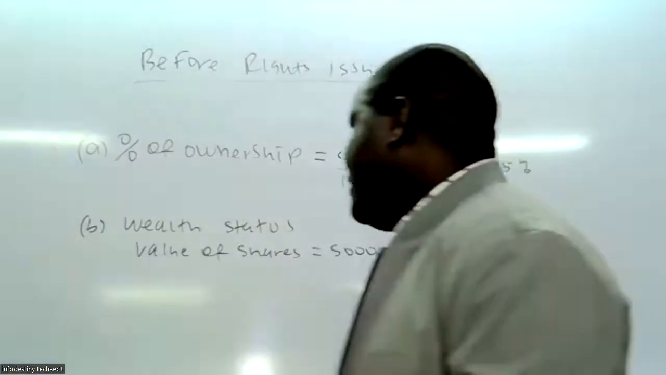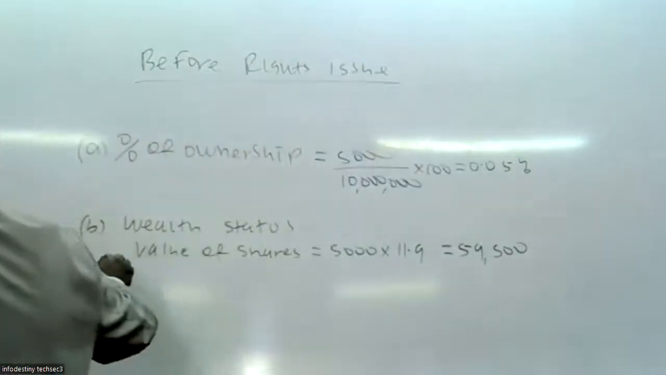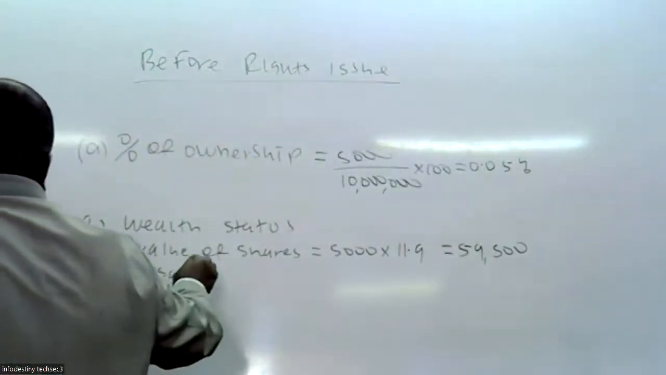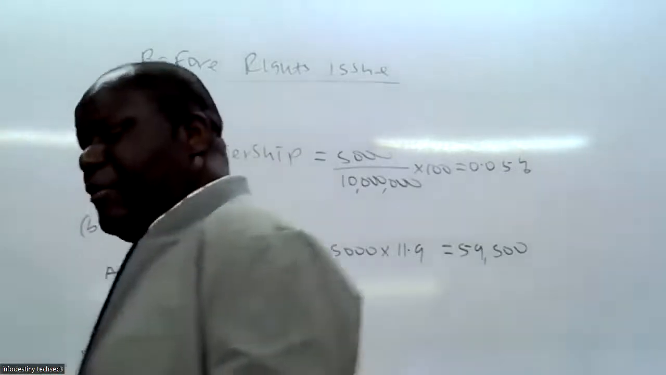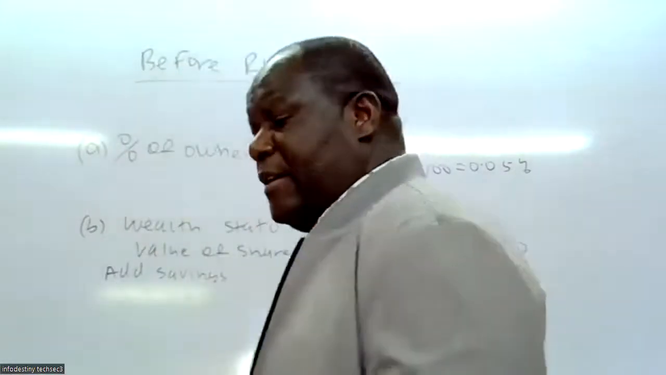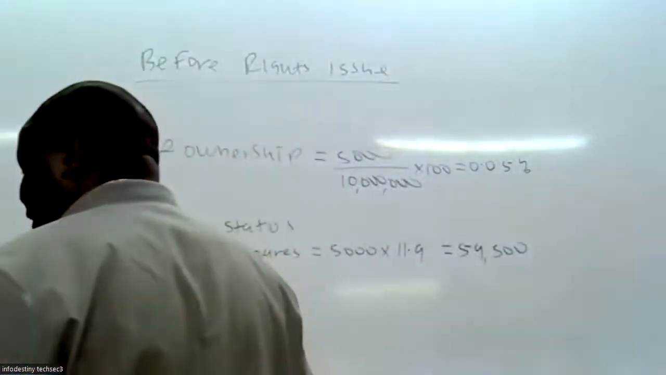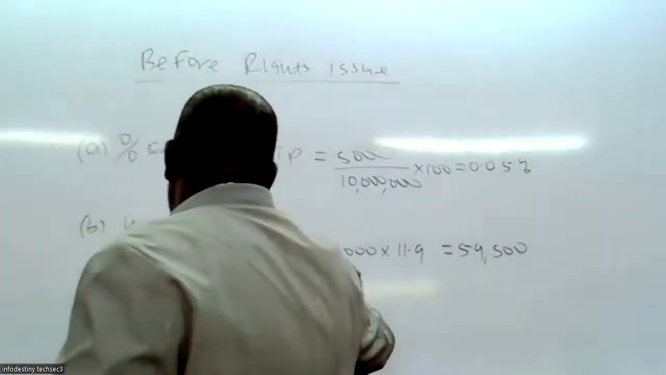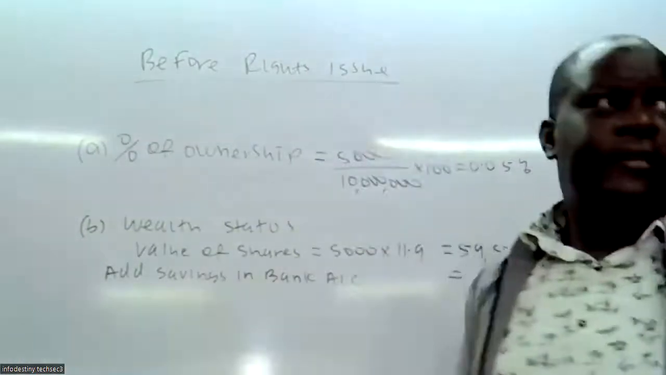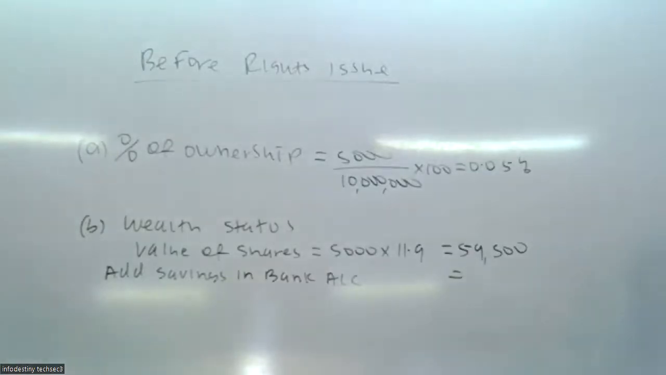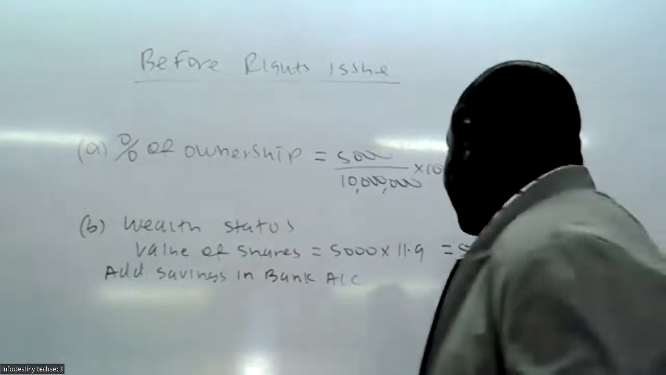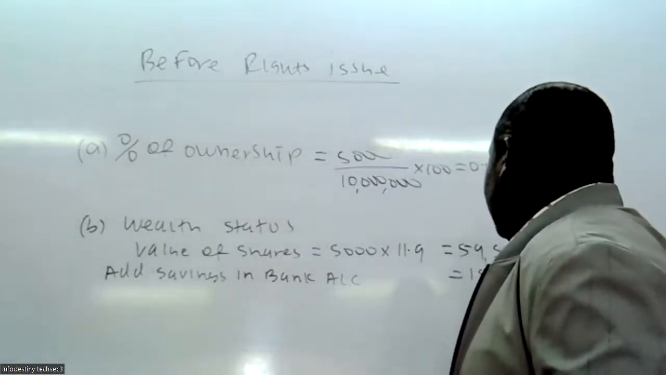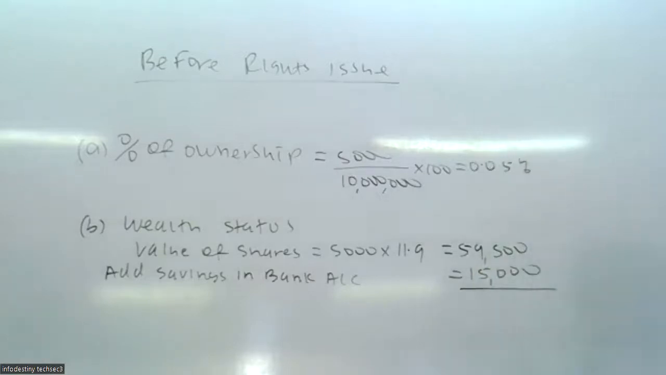Then we add the savings. You see, they say there are some savings in the bank. This one was given. They say that he had some savings of 15,000 in the bank account. So when you add them together, it is 74,000.